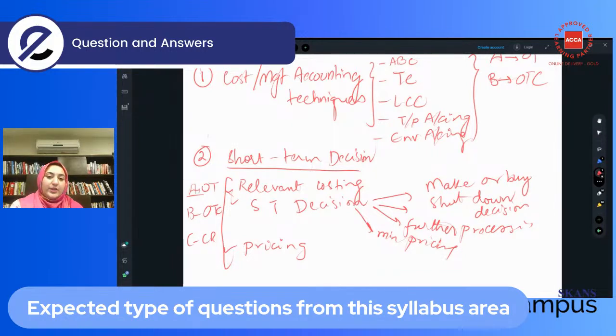Another question I would like to address is the expected type of questions from this syllabus area. I've already discussed it a little bit, but let me repeat: from the cost and management accounting techniques, you can get questions from section A and section B of the exam, which are objective test questions and objective test case questions. Short-term decisions can be tested in all types of questions, ranging from OT cases to CRs, and we have past exam questions from all of these types.